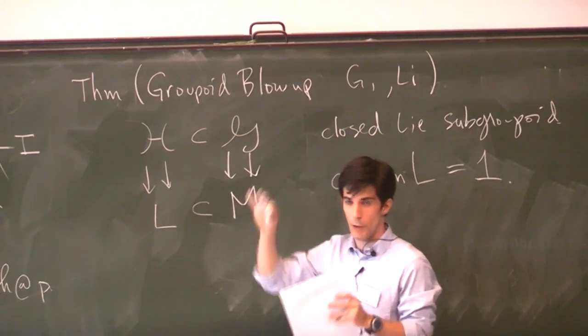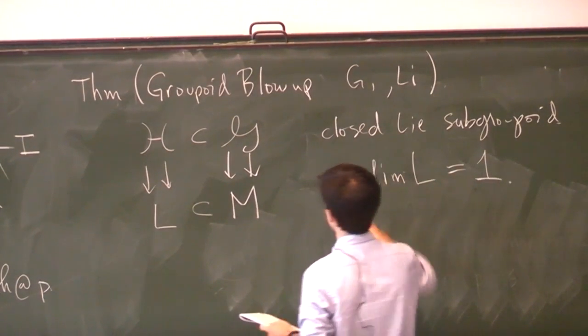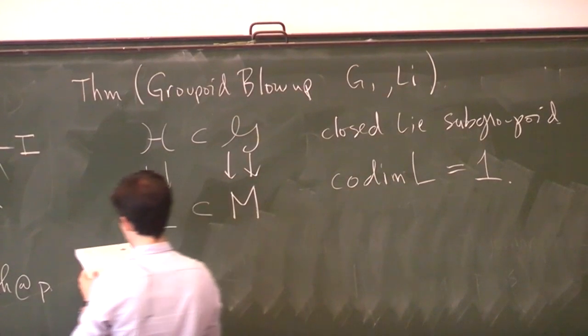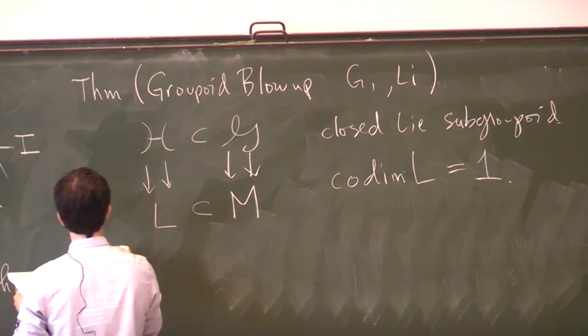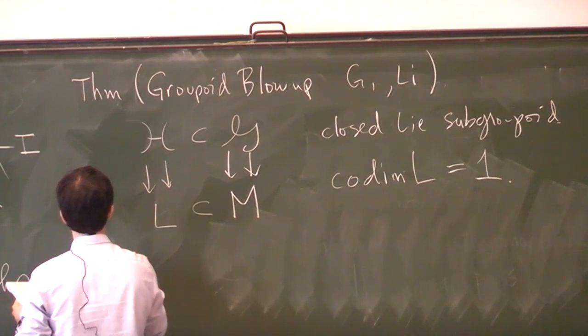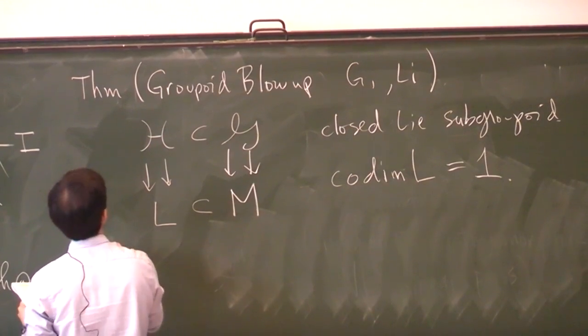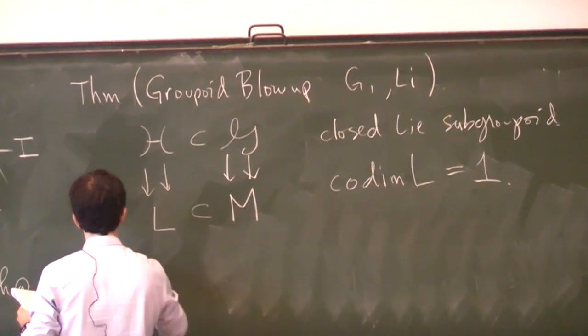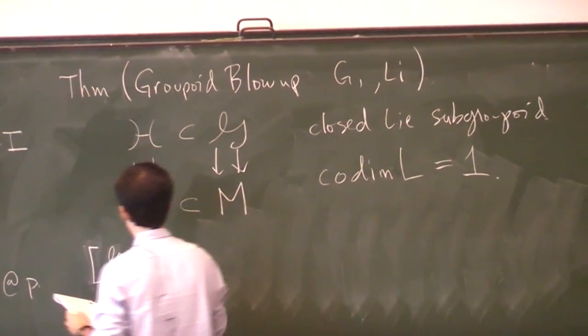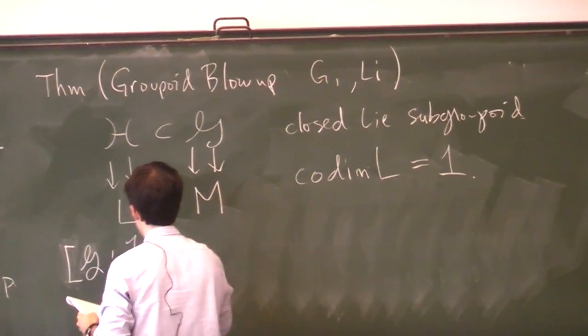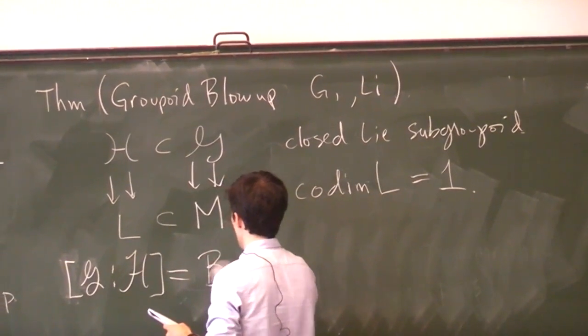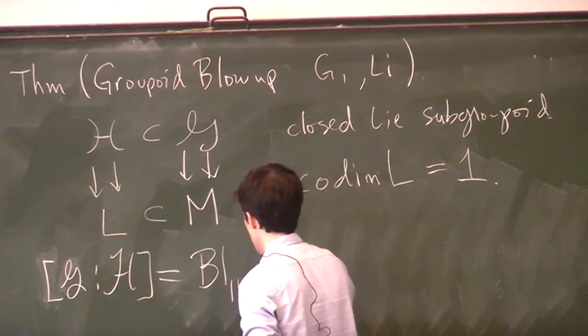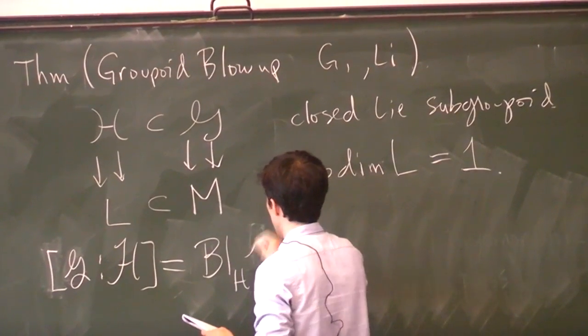Then we would be doing 2 blow-ups, okay? But in any case, we have this closed subgroupoid. Then we define, I'll give it this name, G colon H. This is defined to be the blow-up in H of G.